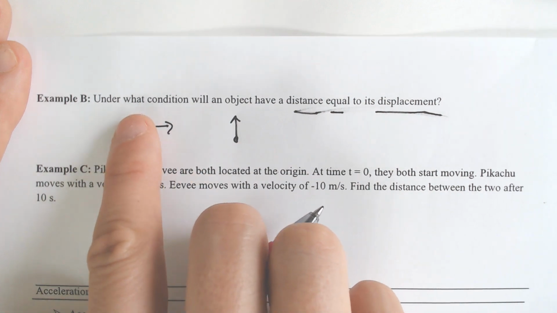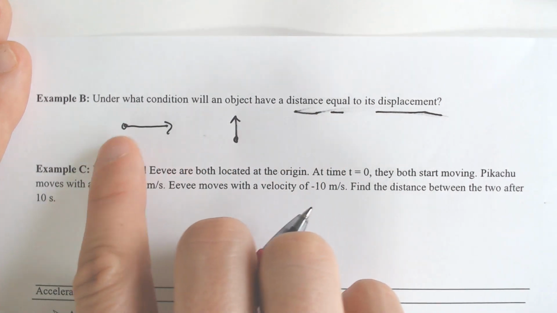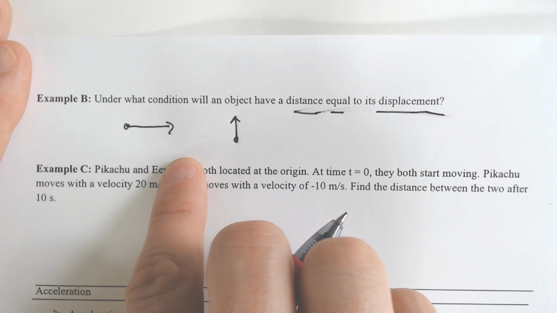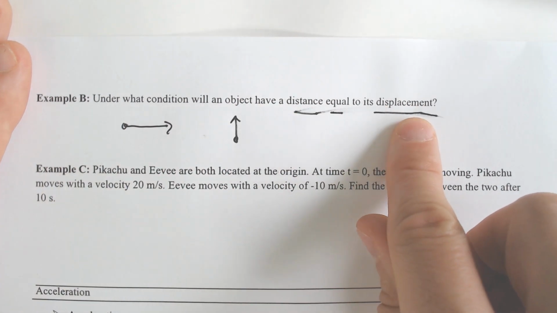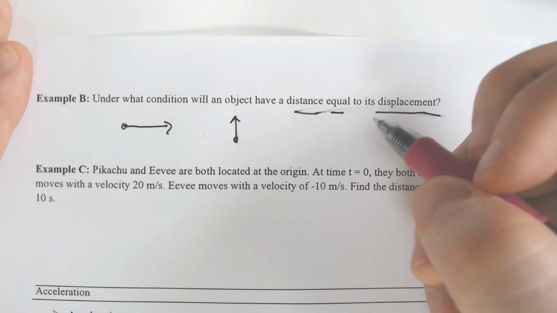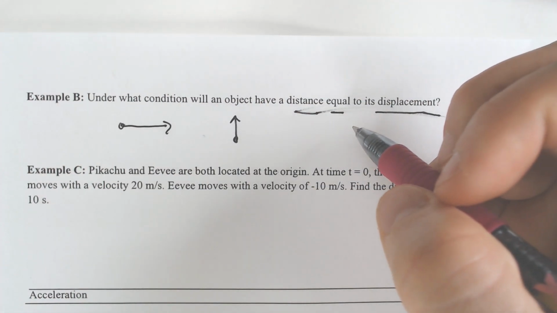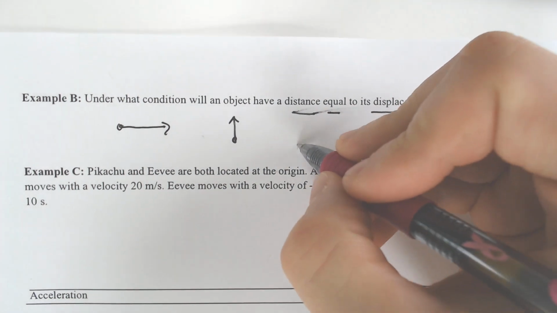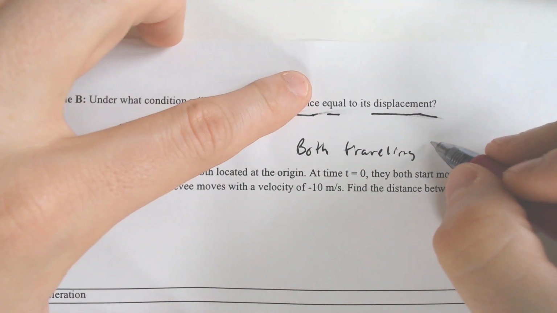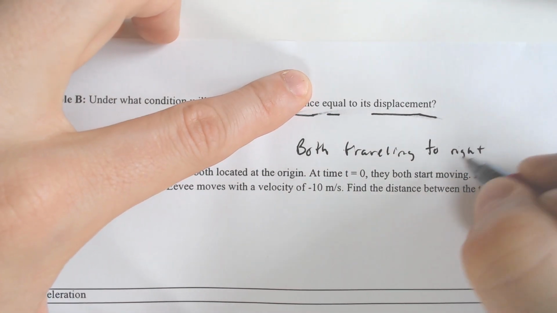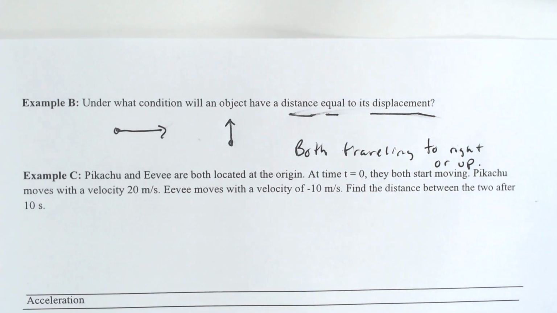Now, normally, we're going to be talking about, for the beginning, going on the ground. So I would say, under what condition? Well, it would have to be going the same distance and displacement to the right direction or upwards, because if we went to the left, the displacement wouldn't be the same number, but it would be negative. So both would have to be traveling to the right or up. And I guess you could make the argument that you could also be traveling both the same up and to the right.